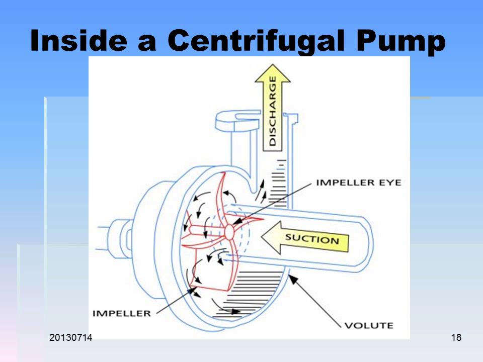Inside a centrifugal pump, we can see the suction comes in, and there's an impeller eye where the suction comes in, and then there are vanes on the impeller that spin. Inside the volute is the casing, and then the fluid is thrown out the discharge.